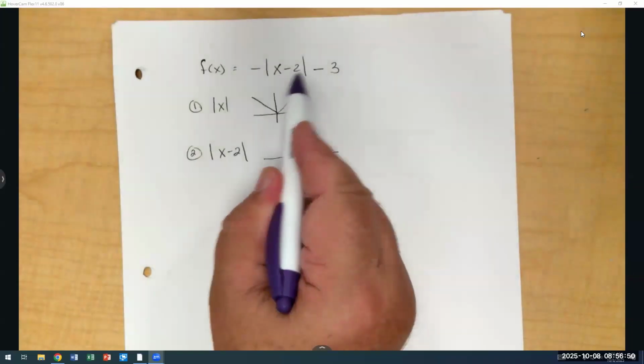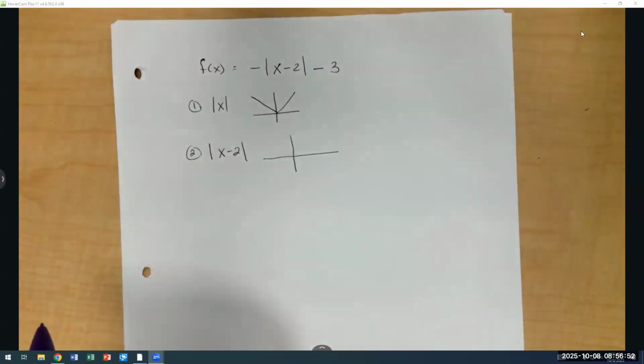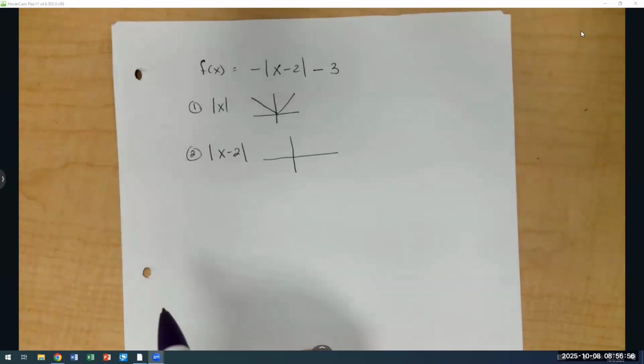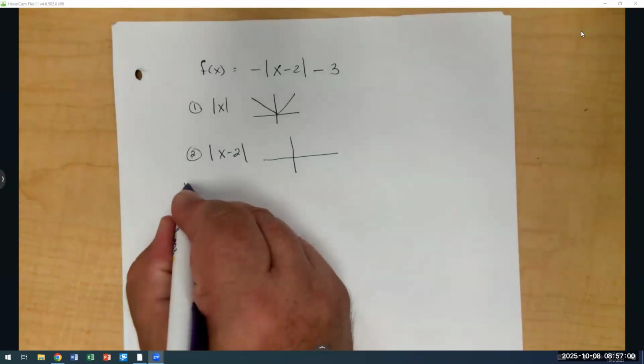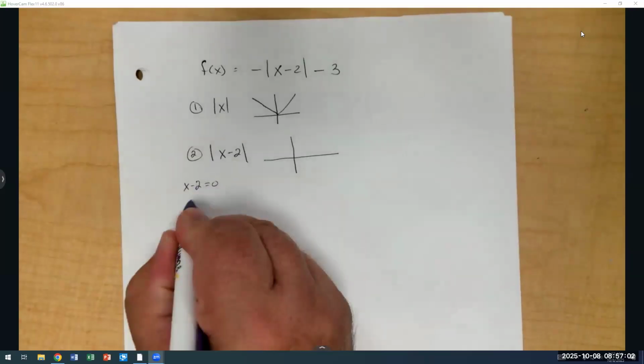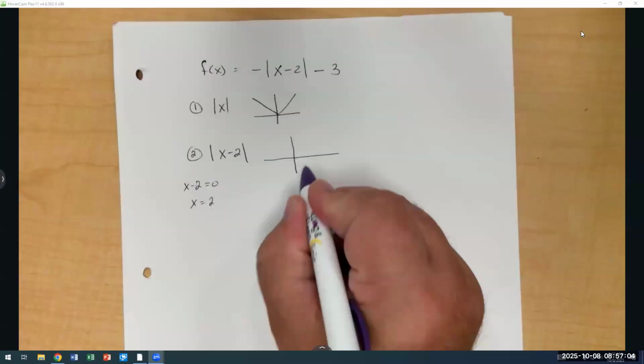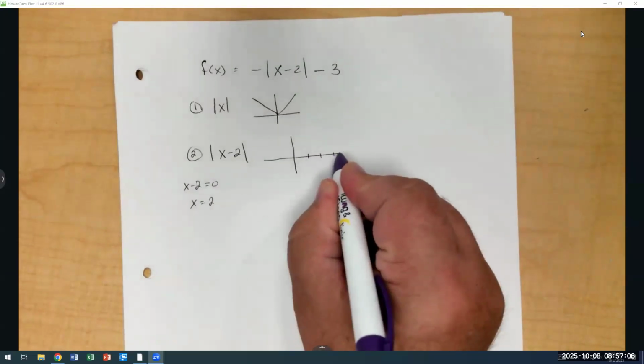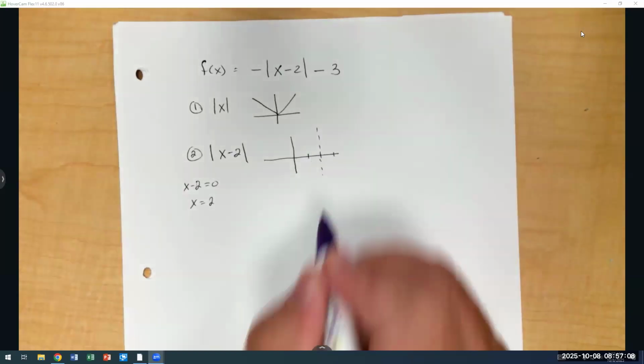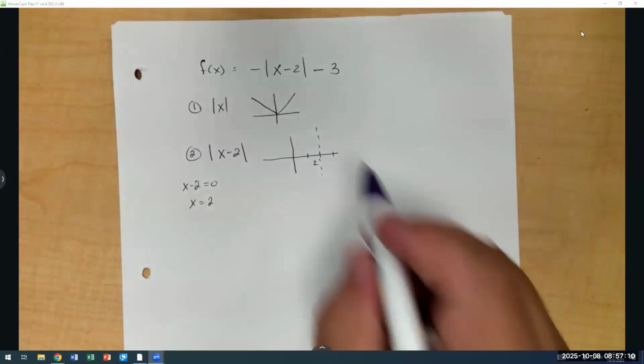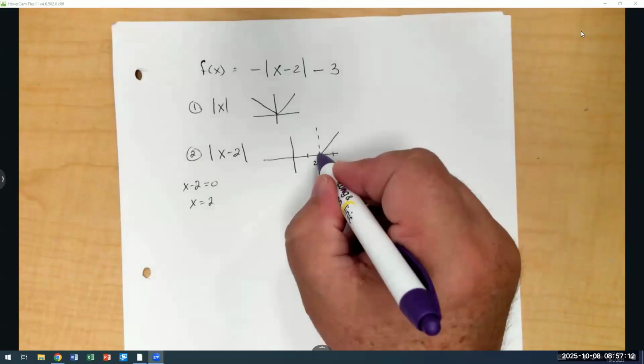So I'm looking here. Is this a horizontal or vertical shift? Why? Very good, because it's inside. Which direction? How many spaces? 2 spaces to the right. Right, because if we took what's inside there, set it equal to 0, we get x equals 2. That's my new origin. The graph still looks the same.